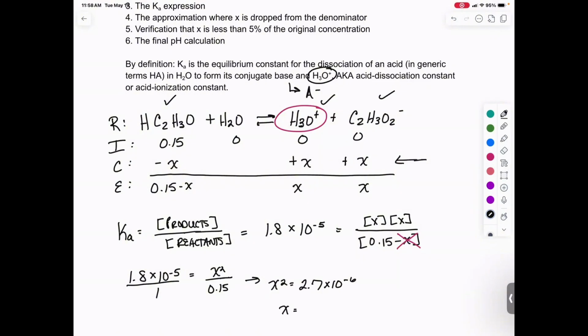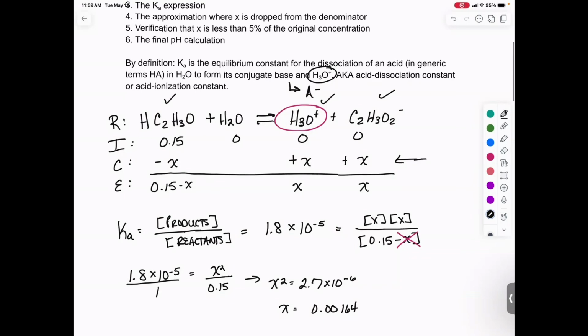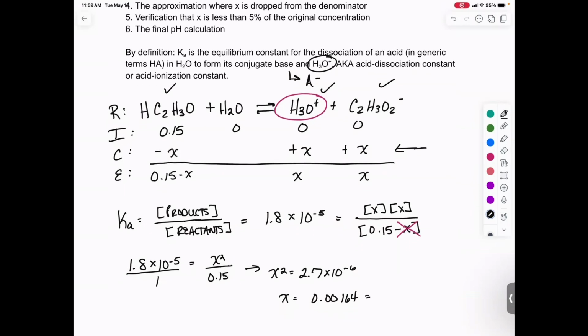So if we square root that in the calculator, I get an X value of, I'll use 3 sig figs here. Okay, so X has a value of just over 1/1000th. Pretty tiny, right? And that is representative of our concentration of H3O. And I can go straight from here to my pH and call it good.